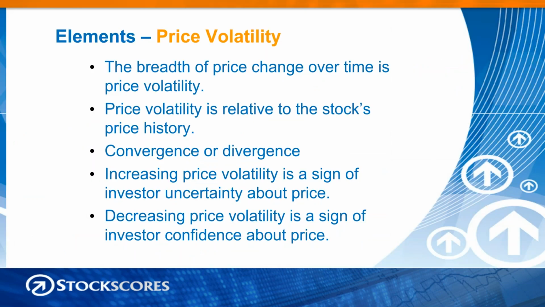All right, next element, price volatility. Price volatility is really talking about how much the stock's price is changing relative to its history. So it's not enough to say, hey, this stock went up 3%, that sounds really volatile, or 10%. Because a penny stock moving 3% is not really that big of a deal. But a Microsoft type stock, a large cap stock, moving 3% is a big deal. So when we talk about price volatility, it's all relative to the stock's price history.